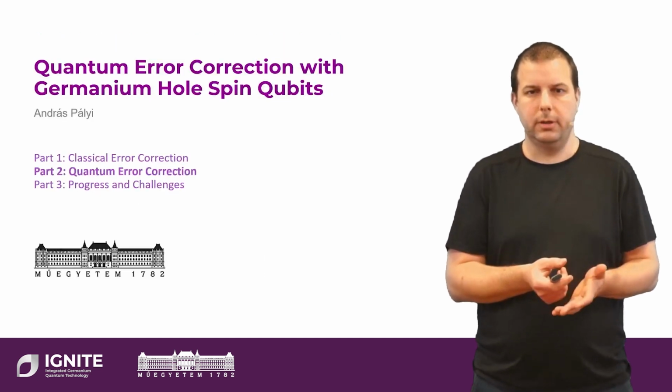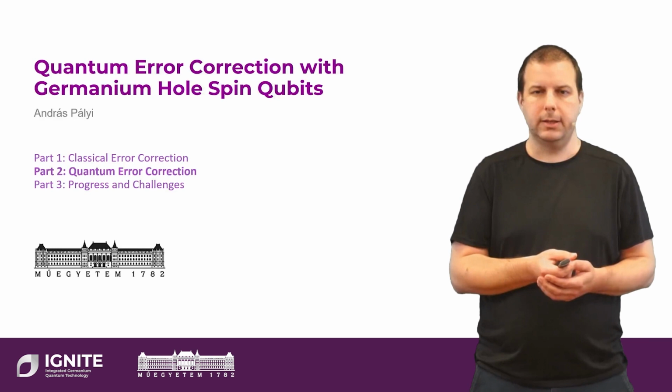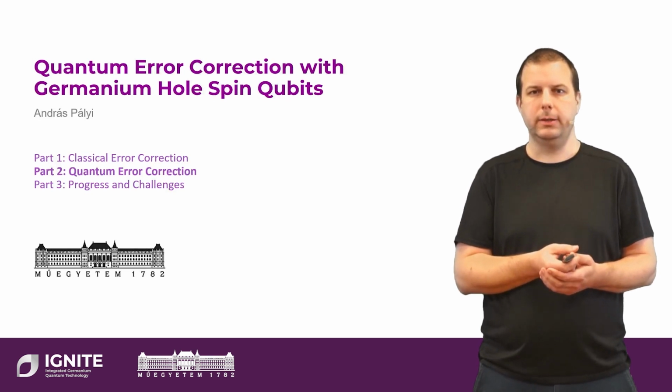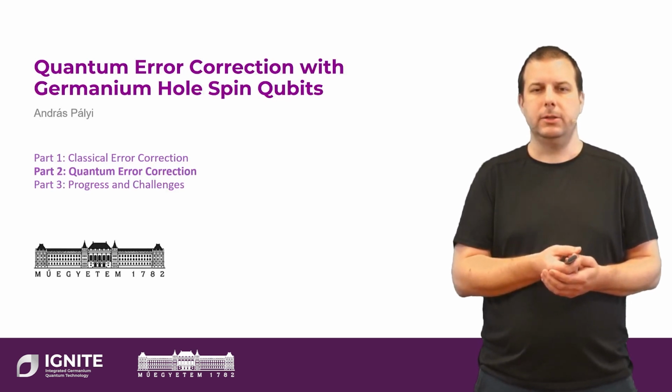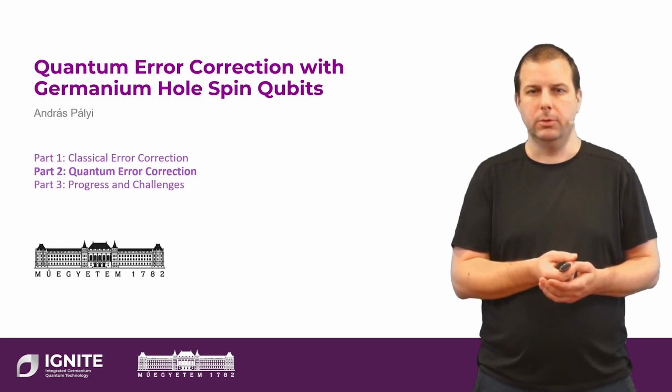So this concludes the second part. Here my goal was to introduce the simplest quantum error correction circuit, the repetition code, which protects against a special type of errors. And in the next video, I will go on and discuss recent progress and also future challenges of quantum error correction with germanium hole qubits.